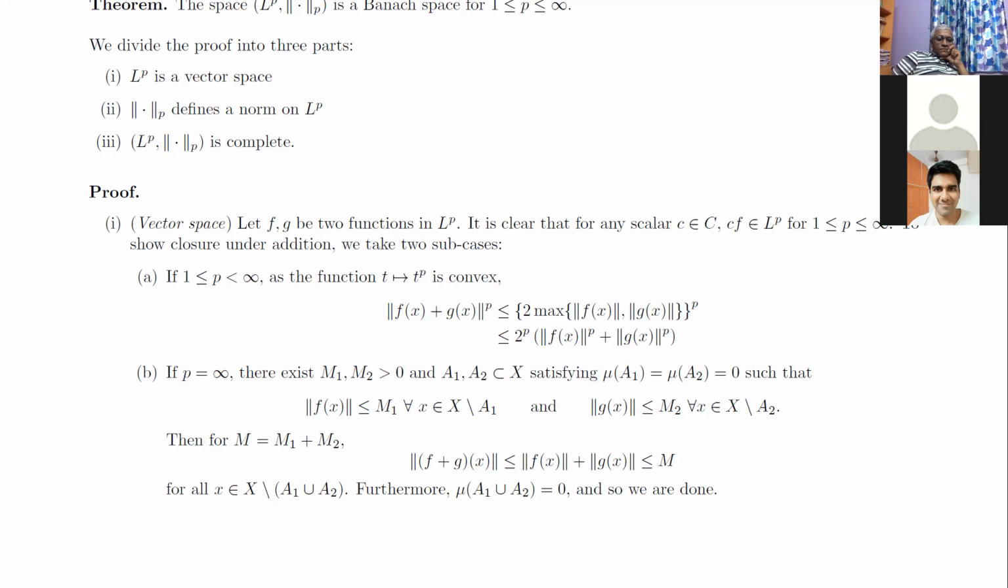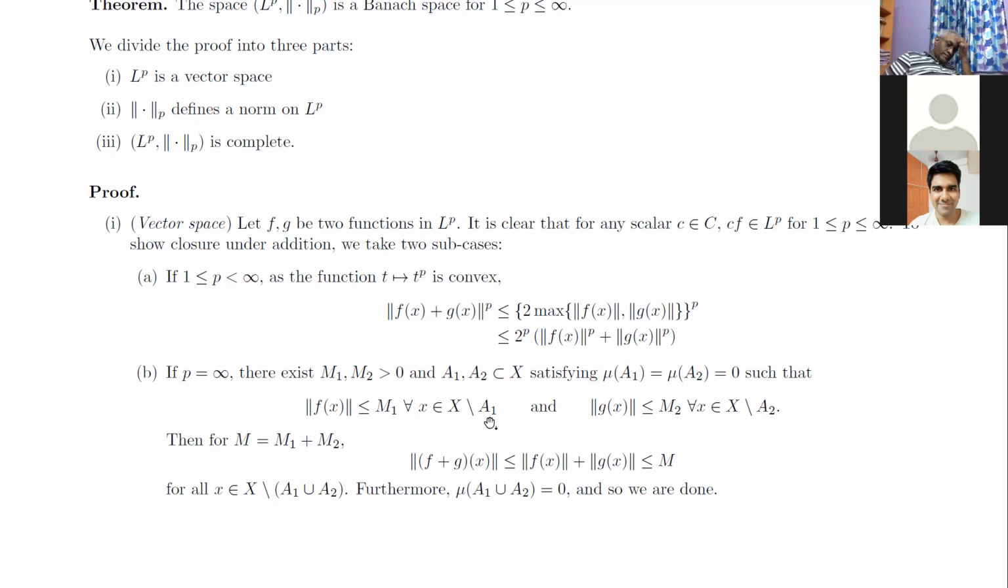Finally, moving on to the case when p is equal to infinity. Let's expand out the definitions. What it means is that |f(x)| is less than or equal to some constant M1 for every x in the complement of a null set, which we call A1, and |g(x)| is less than or equal to M2 for every x in the complement of another null set, which we call A2. Then by a simple triangle inequality, we can say that |f + g|(x) is less than or equal to |f(x)| + |g(x)|, which is of course less than or equal to M1 + M2, which we now call M.